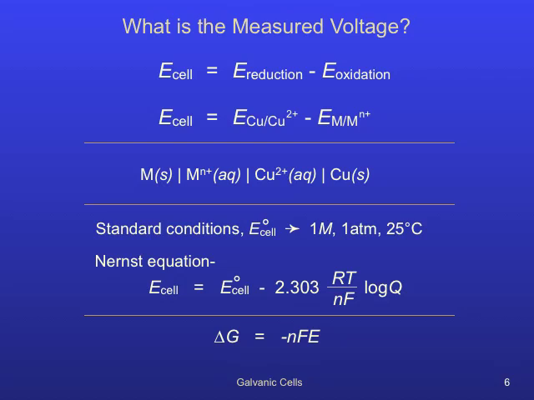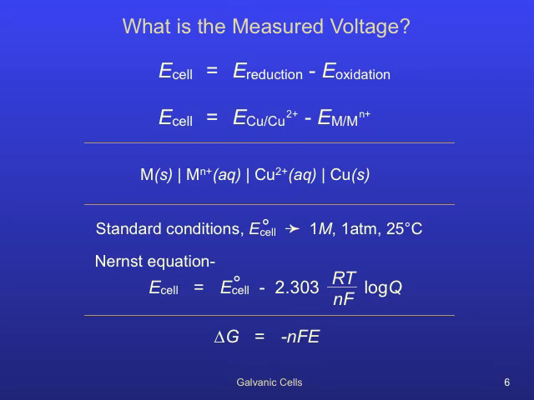The standard symbolic representation for a galvanic cell uses a vertical line to separate the different phases that are present in a galvanic cell. If a cell potential is measured at standard conditions, then the measured potential is referred to as E0 of the cell. This means all cell pressures are 1 atmosphere, all solution concentrations are 1 molar, and the temperature is 25 degrees Celsius.